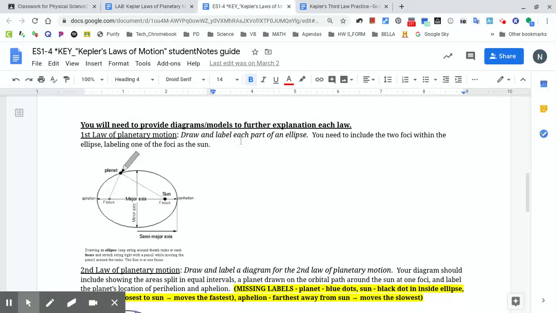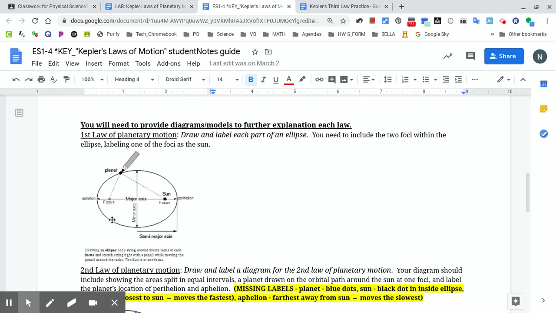So here we see, normally on your paper, this would be blank. This is just the key that we use for when we go over it as a class. So you would have a blank paper in front of you and fill this out, but I figured you guys could have this as a resource. So you would draw and label each part of the ellipse.